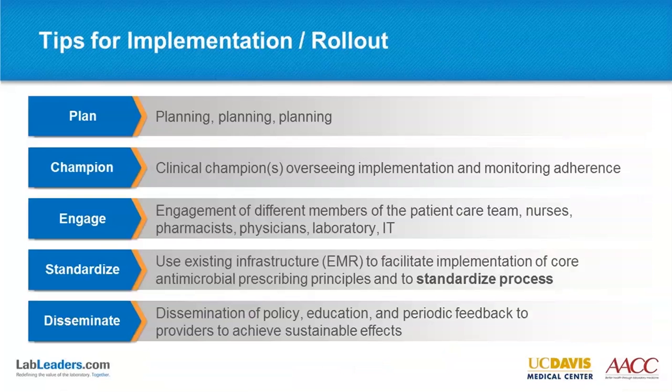So to close out, 5 critical elements: plan, champion, engage, standardize, and disseminate. It's all about planning. You're just not going to switch on the test tomorrow and hope for the best. We want to be able to champion, so have people pushing these efforts, because implementing these programs in a vacuum won't work because you won't have adherence. That's all about protocol adherence. You've got to engage people: nurses, patient care teams, pharmacists, physicians, laboratory, IT.